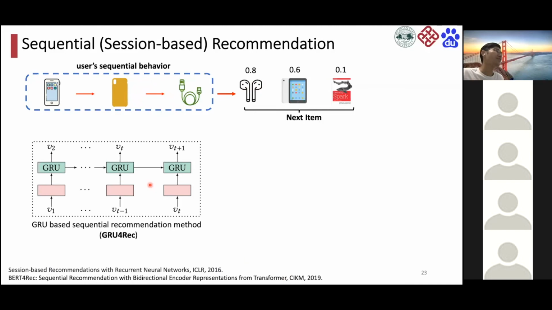Recently, existing work employs sequential neural networks, like recurrent neural networks, for sequential recommendation and obtains promising results. In particular, they propose to encode the user's historical interactions into a vector, which is the representation of the user's preferences. They can use different sequential neural network models and make recommendations based on the hidden representations.